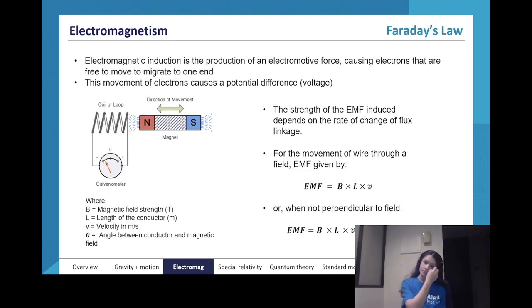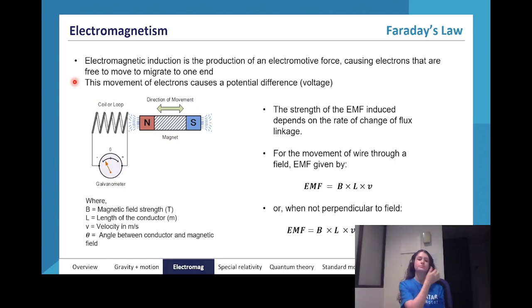So, electromagnetic induction is the production of an electromotive force, causing electrons that are free to move to migrate to one end. As a result of this movement of electrons, a potential difference is going to be caused, or in other words, a voltage.